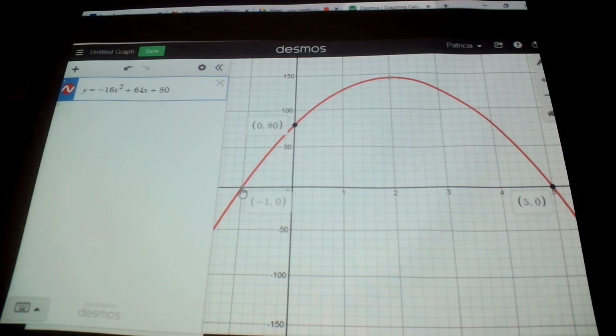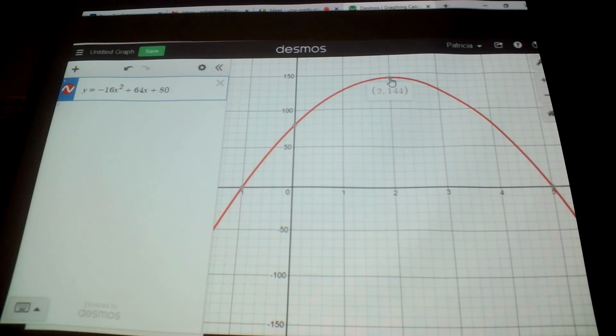So this one, technically, you could find the midpoint between -1 and 5, which would be at 2, right? And then you could just go up. You could plug it in if you wanted to, but you don't have to. So this is the answer for B. The maximum height after a time of 2 seconds is, that's why I really like this, because you can literally just point on that and it tells you the point 2,144. So after 2 seconds, it was at a height of 144, and that was the maximum height reached by the rocket. So we call that the vertex. We talk a lot more about that next week.